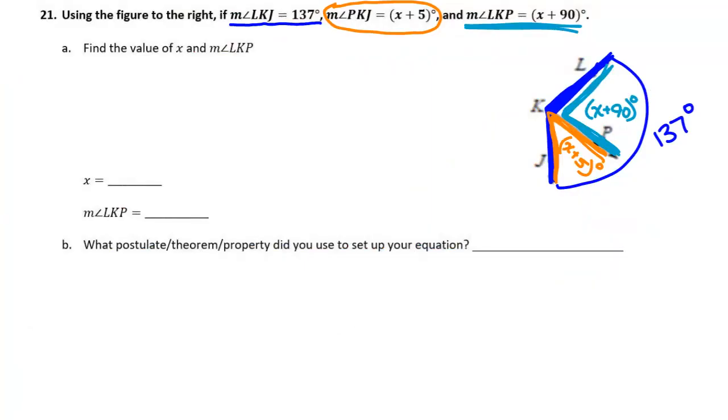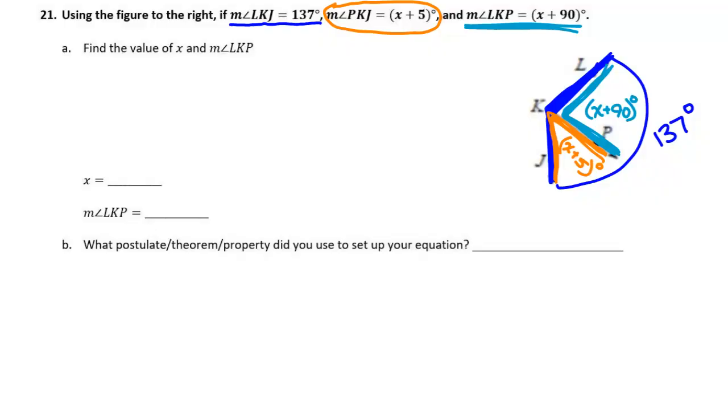So far, so good? We're supposed to find x, the measure of LKP, and we're supposed to explain what postulate or theorem or property we're using. Let's do this part first, because this is what we're going to have to use to solve up here. Almost a trick question, but think about it carefully. How many angles are in the picture? 3. What can I do with those 3 angles?